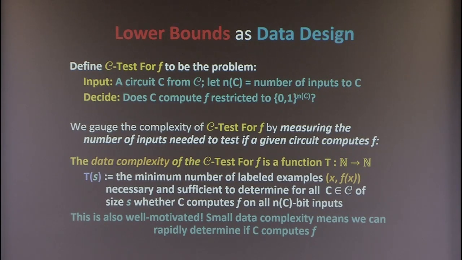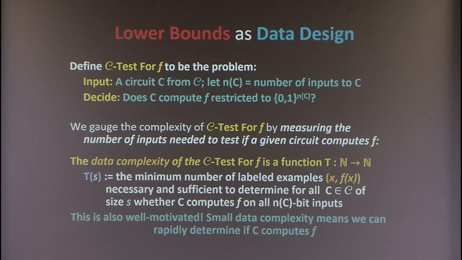Small data complexity means that we can rapidly determine if a given circuit computes f. In fact, this is often the way programs are tested in practice, just running a bunch of inputs and making sure you get the right output. So this is a formalization of that quick and dirty testing. I want the minimum number of things, and all I've got to go on is the circuit size. I gave you a budget of s gates, go make a circuit. Maybe I don't even know how many inputs you're going to be able to stick at the bottom. In fact, that determines the circuit complexity, so this is intimately related to the circuit complexity, the data complexity.